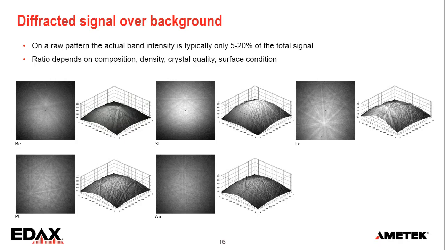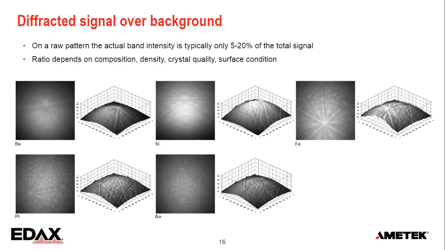The other thing to keep in mind is this band to background ratio is very strongly dependent on the material. Here I have some examples from very light materials, beryllium, and then we go progressively heavier. So silicon, iron, platinum, gold. And you can see on the beryllium, the bands are just almost painted on top. They don't really stand out. And if you look here for the platinum and also the gold, then the bands are clearly showing some topography in this plot. So they really stand out over the background, which makes them so much stronger to work with.